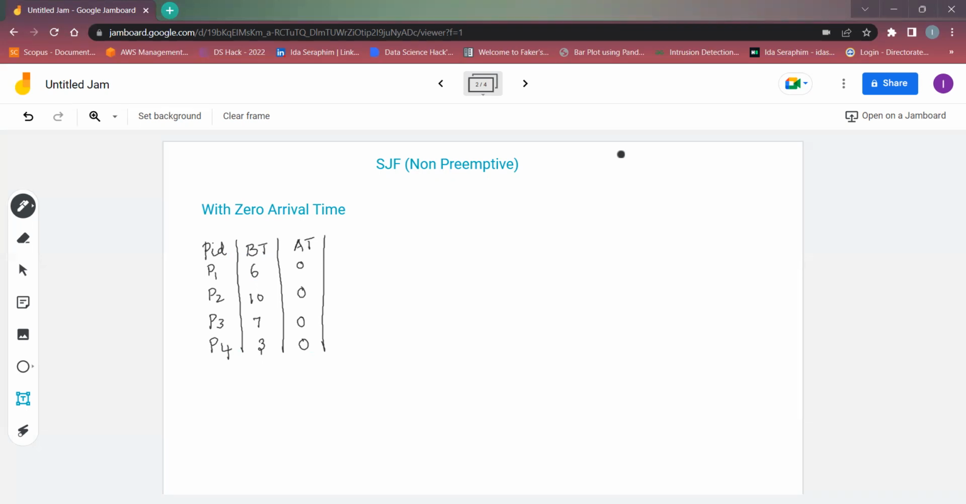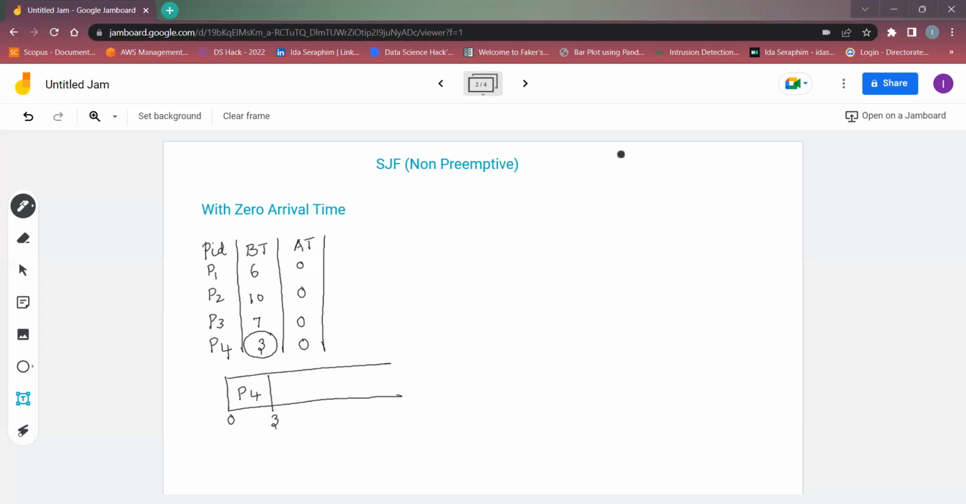So we need to draw the Gantt chart first. The first process to come in will be P4, because P4 has the shortest burst time. It starts executing from 0 because the arrival time is 0, and it executes until 3 milliseconds.